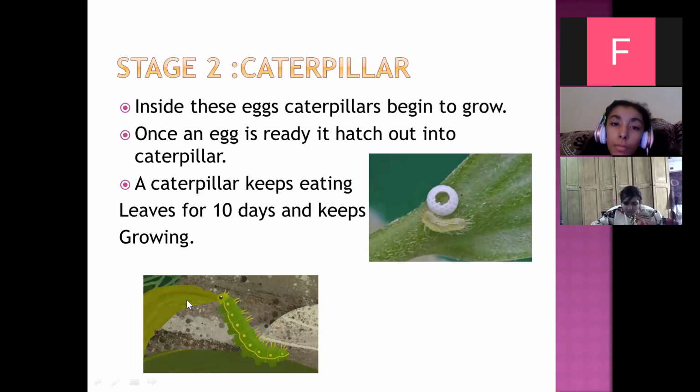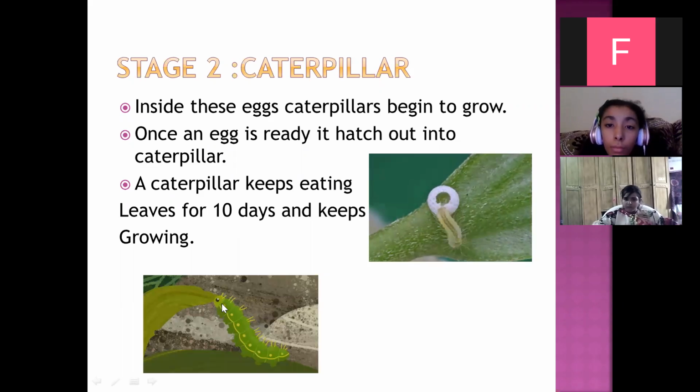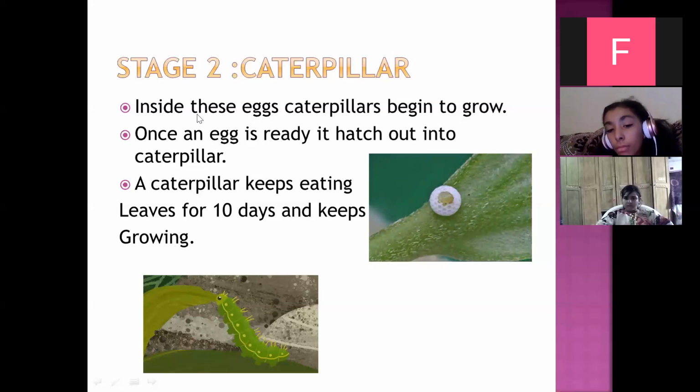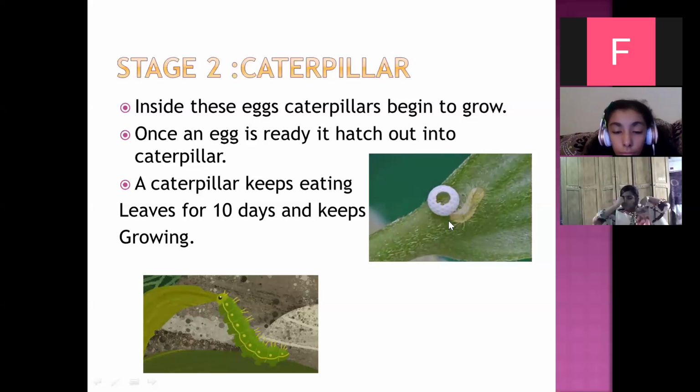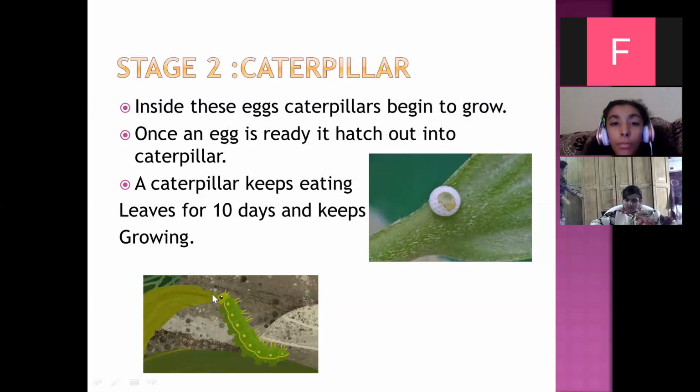It starts eating up the leaves and it keeps growing, and a caterpillar keeps eating leaves for at least 10 days, and it keeps growing. Okay, students? So this is our stage number 2 for the life cycle of a butterfly, that is caterpillar. Once the female butterfly lays the eggs on the underside of the leaves, then caterpillars, you can see over here, come out of that eggshell, and then it grows its size by continuously eating the leaves for almost 10 days. Okay.